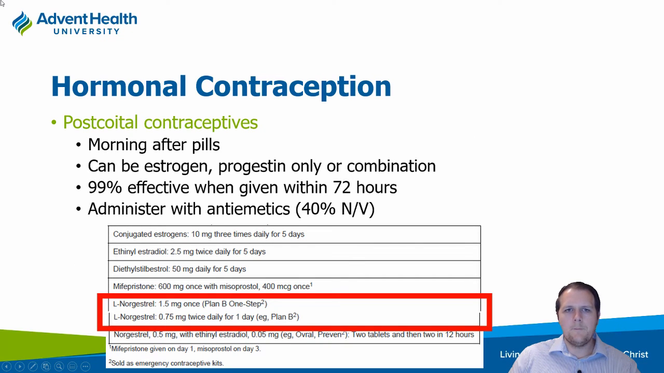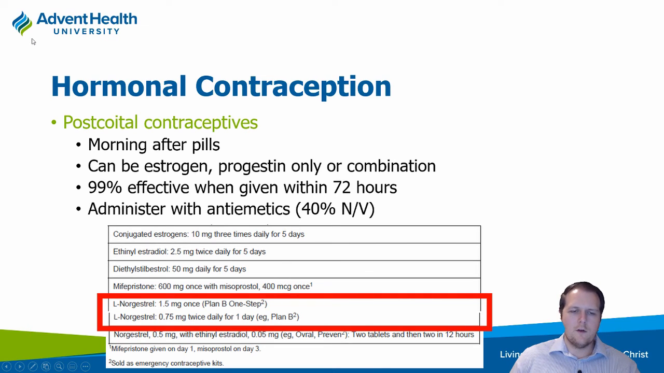So in terms of postcoital contraceptives, these can be useful for helping prevent pregnancy, say you have a case of unprotected sex, the patient was not on any kind of prophylaxis, and they need something to help make sure that no pregnancy actually takes place here. These are your morning after pills. These are typically either estrogen-based, progestin, or a combination of the two.